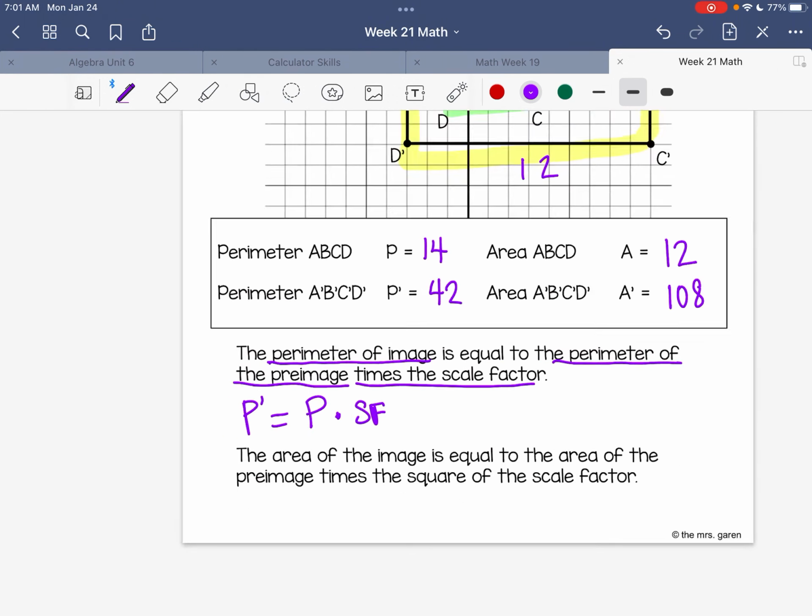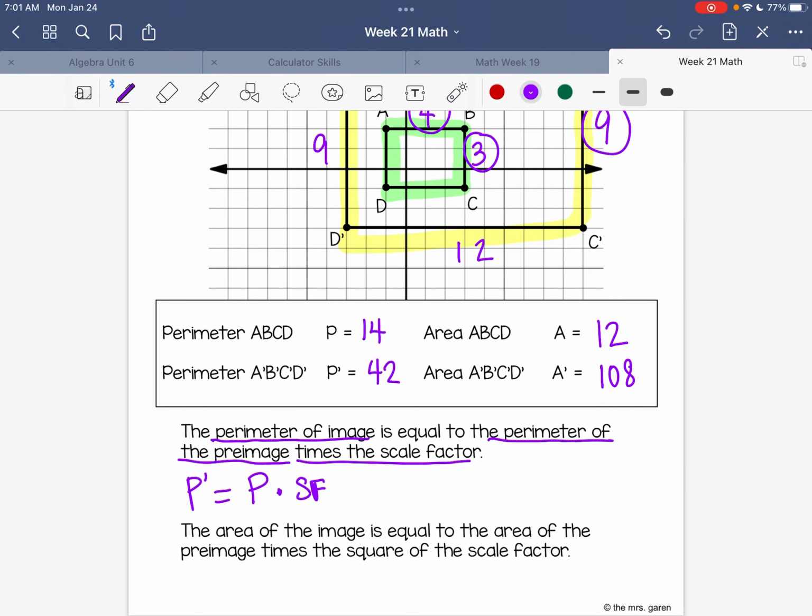So in this case, the perimeter of the new figure is 42, and that's equal to the perimeter of the old figure, 14, times the scale factor, which was 3. So the scale factor increases the perimeter by the same number. It doesn't happen with the area, though.